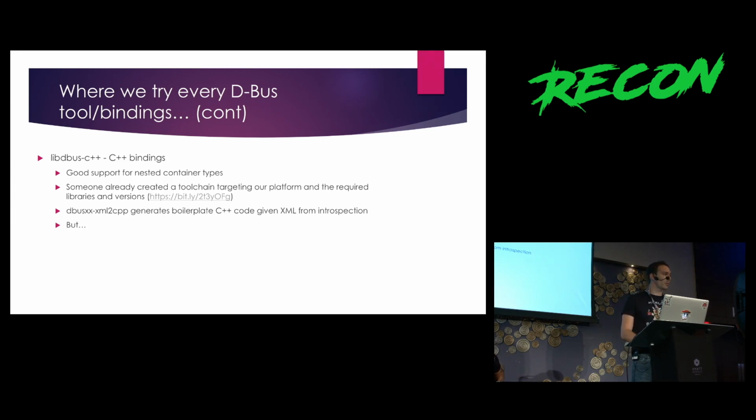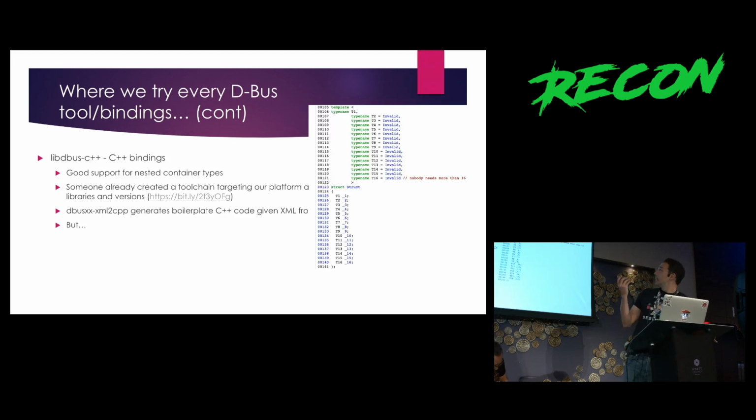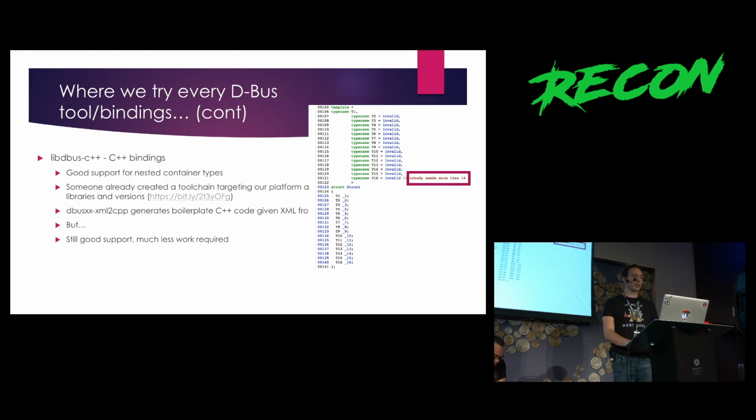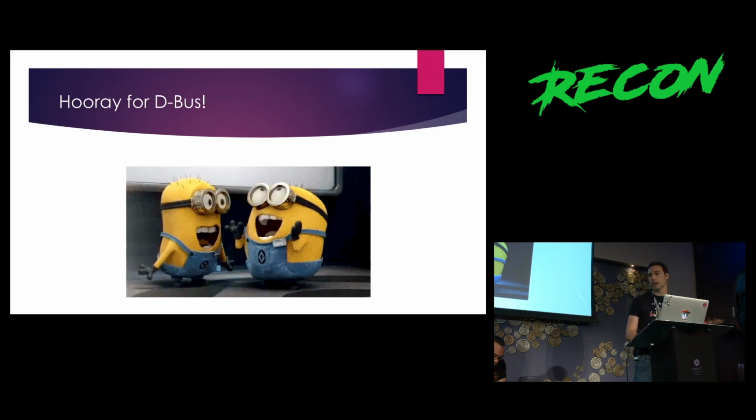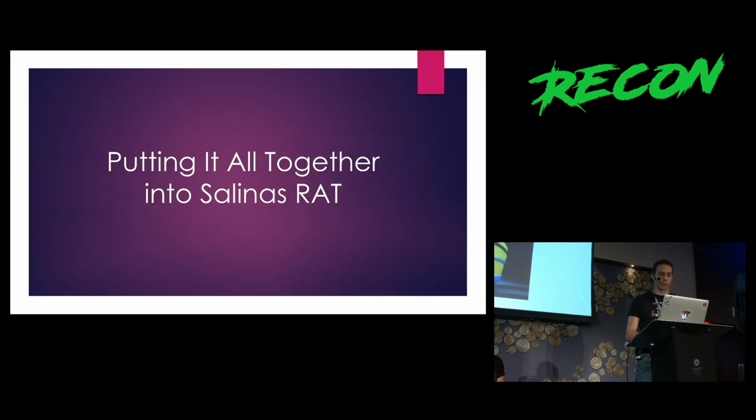In the end, we said, okay, this is just what we were looking for. But again, the developer of this library thought that nobody would ever need more than 16 nested types. It was not our case. We had some using up to 19. But we said, okay, that's pretty close to what we need. It's still good support out there, and it requires much less effort from our side. So let's go and do it. Okay, we have D-Bus, an API-like functionality for our RAT.